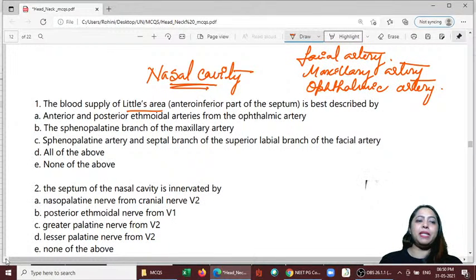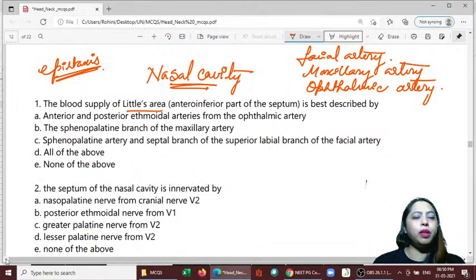It is called epistaxis. Yes. The bleeding from that region is known as epistaxis. So which one is correct? The blood supply to the anterior-inferior part of the septum is best described by blood supply. We are talking about anterior and posterior ethmoidal arteries from ophthalmic.